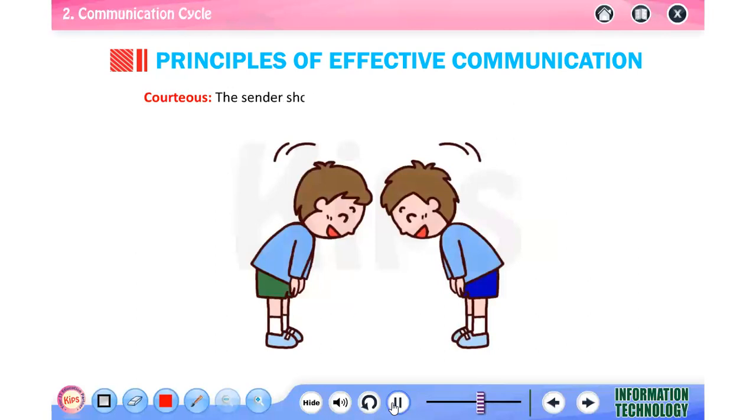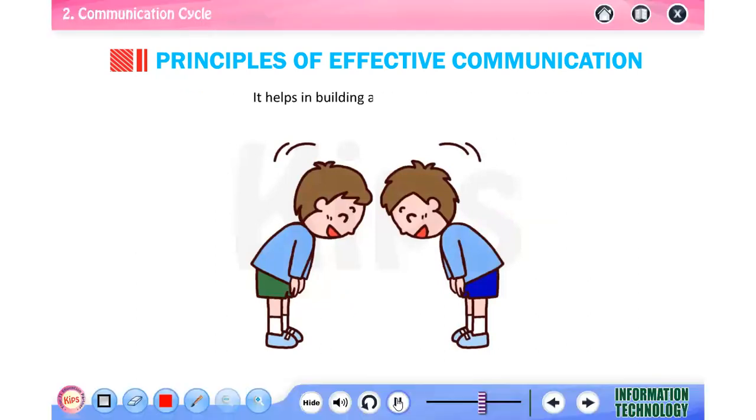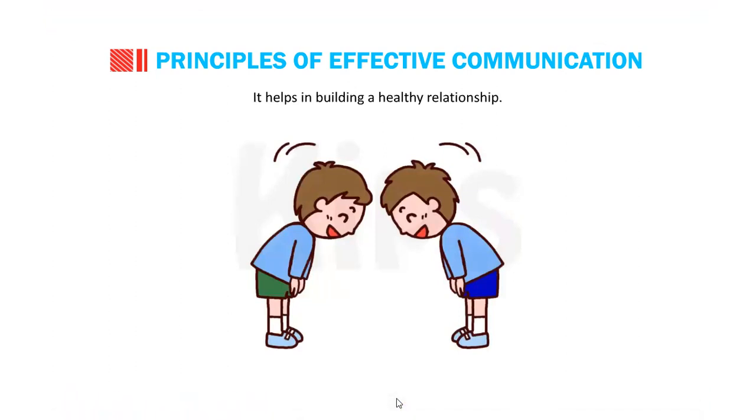Courteous. The sender should be polite and courteous while communicating. It helps in building a healthy relationship. Yes, while communicating, the sender should be polite and courteous. Okay, this brings a healthy relationship between both of them.